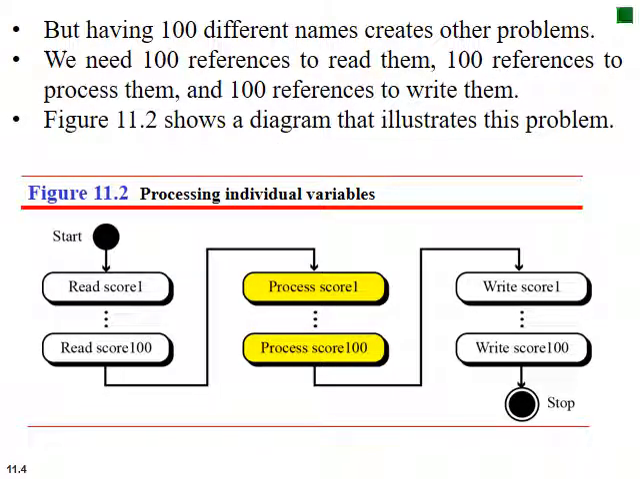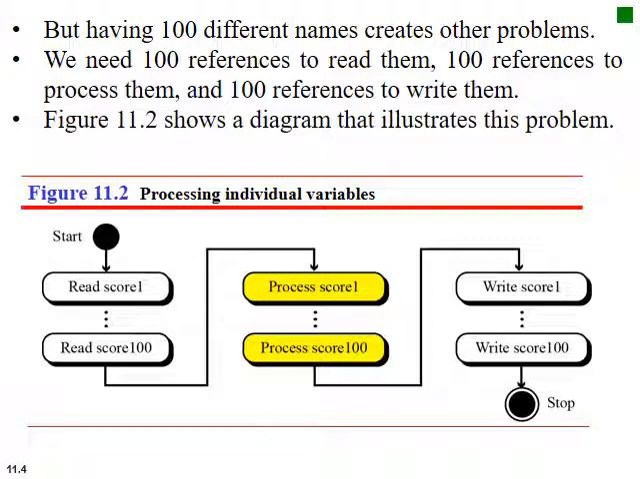But having 100 different names is going to create some problems here. We need 100 references to read them. In other words, 100 variables. 100 references to process them. 100 references to write them to the screen, for example, if we want to write them out to the screen. So figure 11.2 shows a diagram that illustrates this problem. For example, we will need to do the following to successfully conduct this situation.